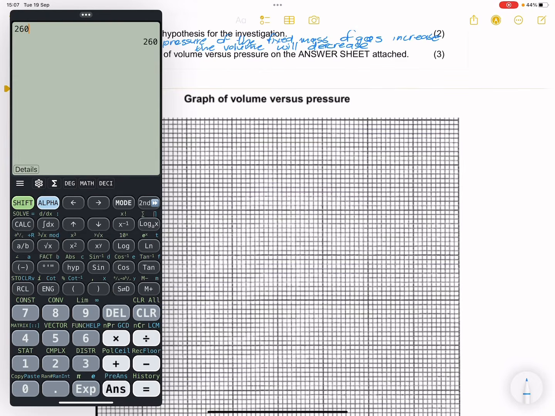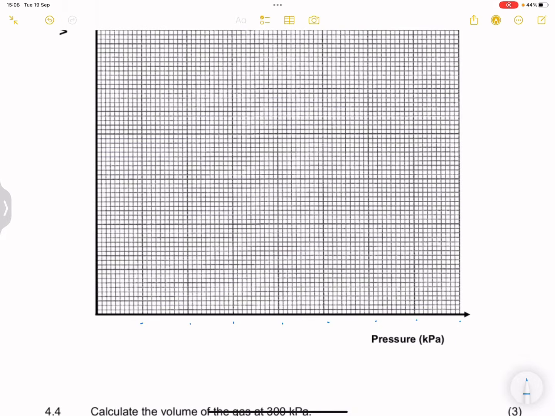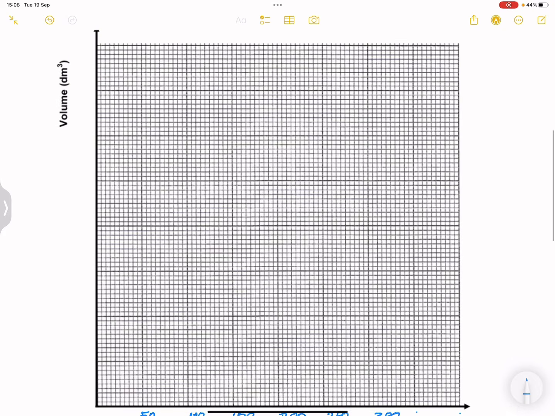So let's see. If I say 260 divided by 8, I get 32.5. So perhaps a scale of 40 would work, but I can also choose 50. It would be easier to work with 50s than 40s. So that's 50, 100, that's 150, that's 200, that's definitely 250, and 300 over there. All right, so that is my pressure.